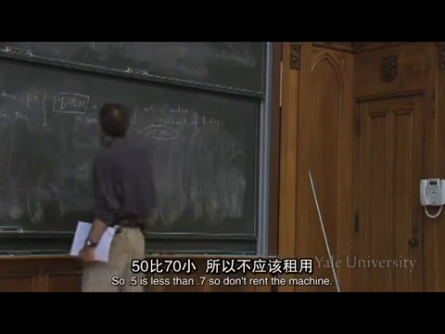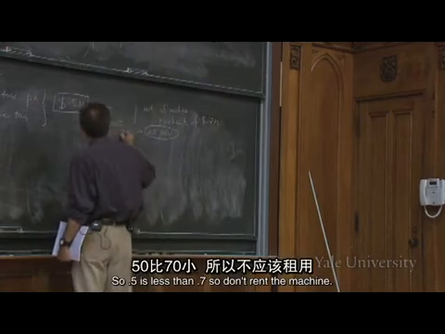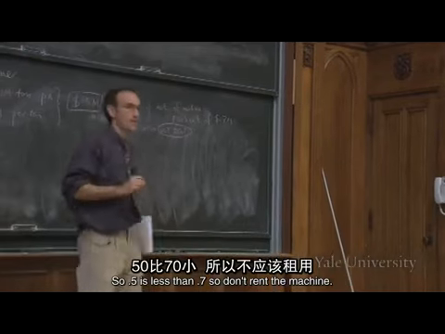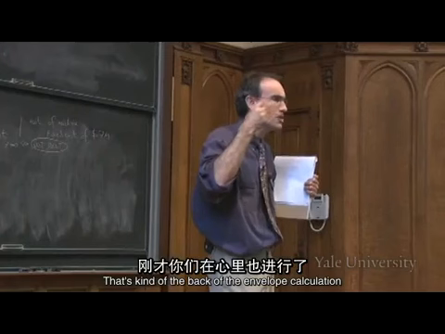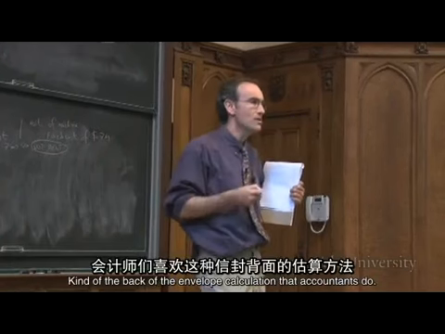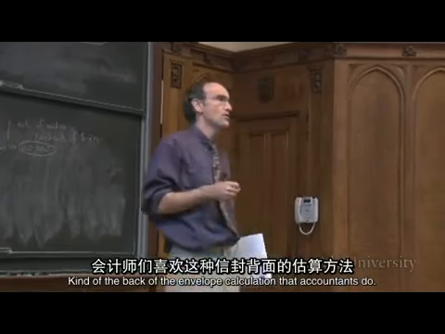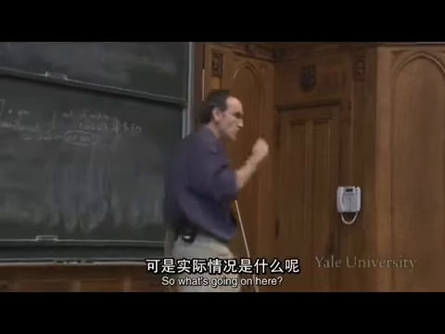All right? So 0.5 is less than 0.7, so don't rent the machine. Right? How many of you said no? Was this the back of the envelope calculation you were doing? It's the kind of back of the envelope calculation that accountants do. So what's going on here?